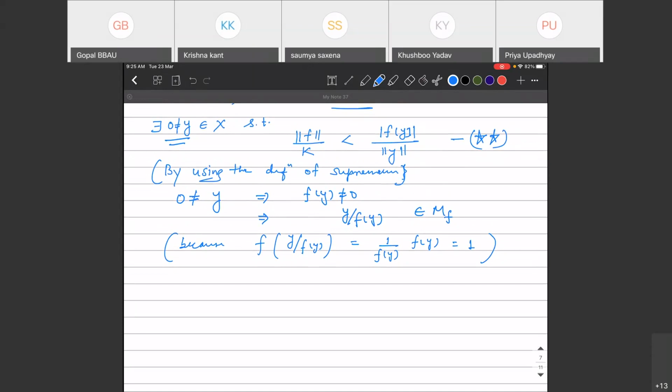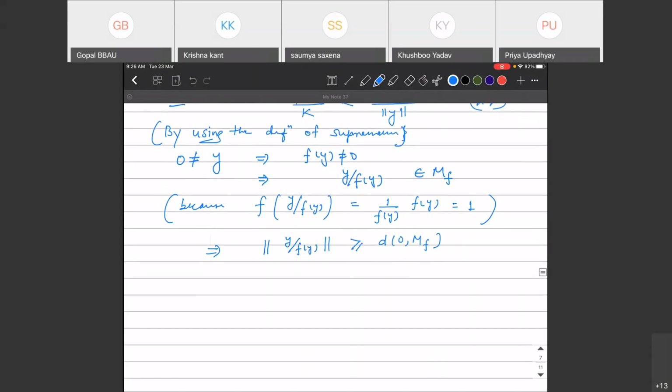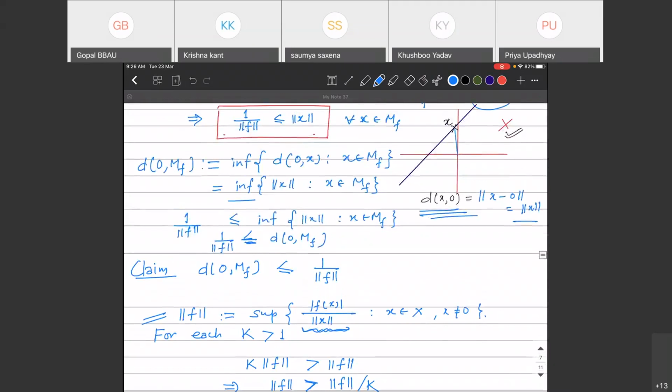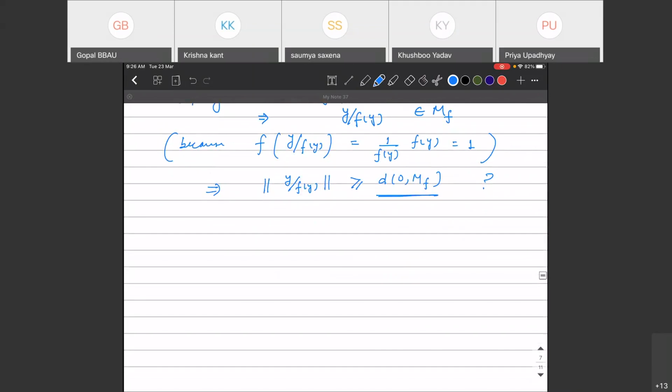Okay, so what are we getting from here? Since y by f(y) belongs to M_f, this implies norm of y by f(y) is greater than or equal to d0(M_f). Why so? Because d0(M_f) is the infimum. It was the infimum of d0(x), correct? Yes, sir. So when we replace x by y by f(y), it would be either equal or greater than d0.